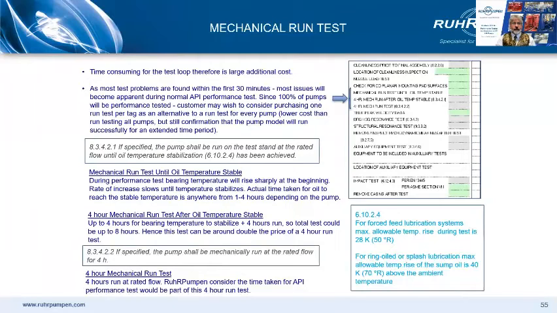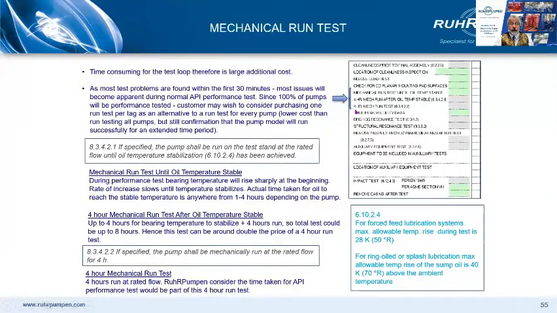And now a mechanical run test, as opposed to a complete unit test. A mechanical run test. Okay, the standard performance test will normally take half an hour. Now, most vendors will allow it to run for a further half hour without charging extra. Now, this is a mechanical run test. Most problems are found within the 30-minute performance test anyway. Extended test runs tie up the test loop, preventing other pumps from being tested. So they can be expensive.